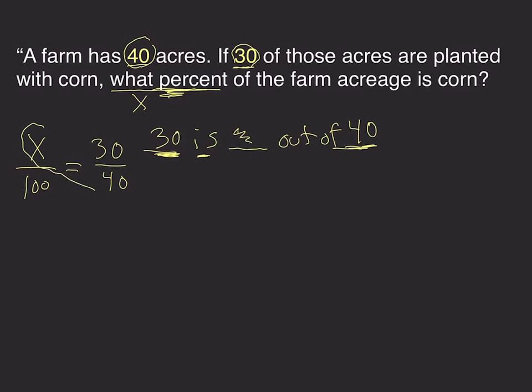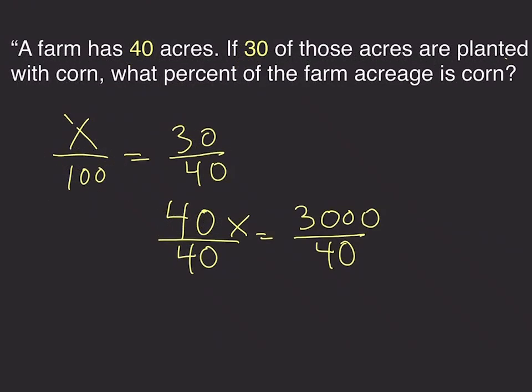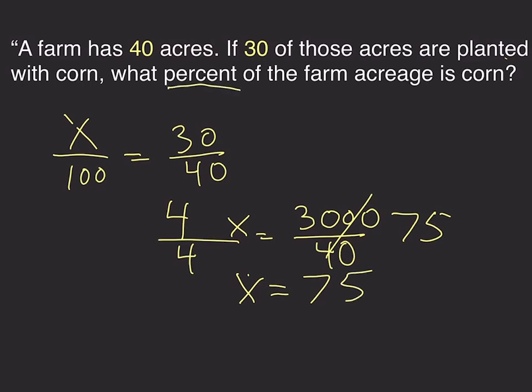Right? I'm going to get 40x because I multiply those. I'll take that and I'll multiply the 100 times the 30. That's going to equal 3,000. Then dividing by 40. One last step is we need to just divide 3,000 by 40, and that comes out to be 75. The 40s cancel here, so x is 75. x is 75, which means that we asked for what percent of the farm acreage is corn, and the answer is 75% of the farm's acreage is corn.